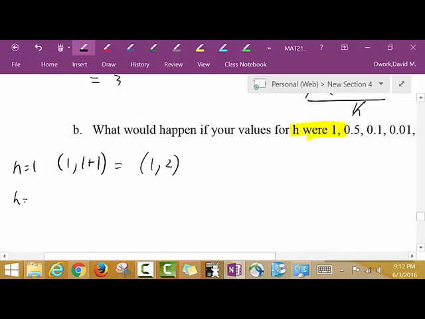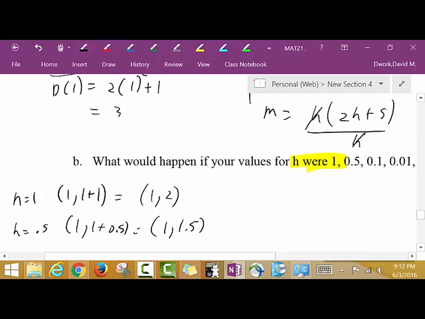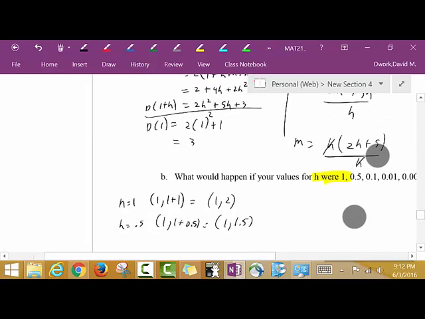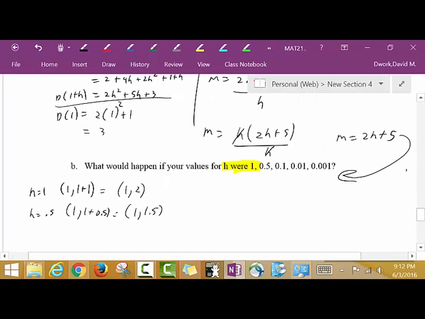So if h was 0.5, then our interval would be going from 1 to 1 plus 0.5, which would be the same thing as 1 to 1.5. So I think you're getting the idea here. Now, you'll notice this is very similar to what we were doing before, but now, instead of having to do 1,000 slope equations, we've already got our answer right here. The slope is 2h plus 5.